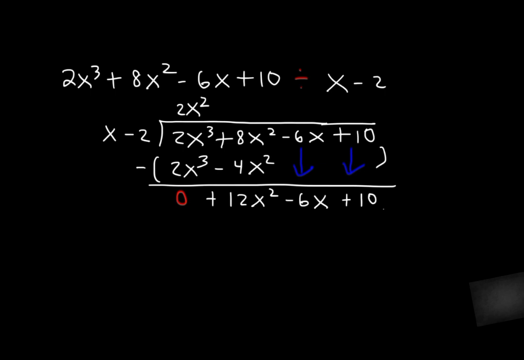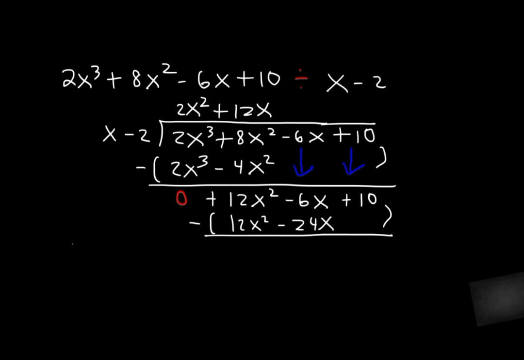Now let's repeat these 3 steps: divide, multiply, and subtract. So let's divide 12x squared by x. So that's equal to positive 12x. Now let's multiply. 12x times x, that's 12x squared. And 12x times negative 2, that's equal to negative 24x.